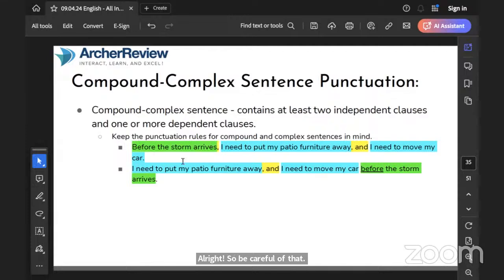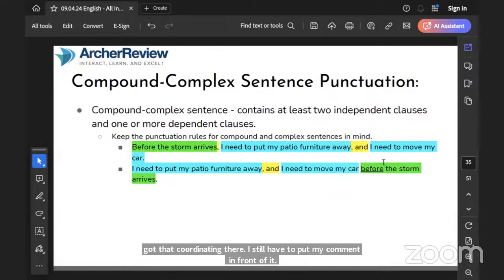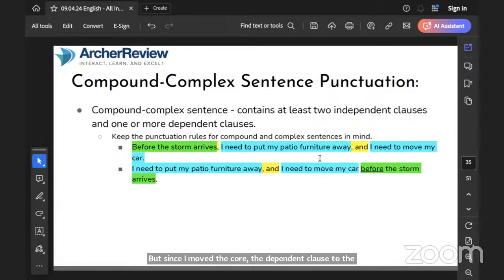Now I've got one more. This is where I just move the clauses around. So just to show you a little bit of example, if I have the independent clause and another independent clause, and I've still got that coordinating conjunction there, I still have to put my comma in front of it. But since I moved the dependent clause to the end of the sentence and it's coming directly behind that independent clause right here, I've got that subordinating conjunction connecting, and I don't need a comma.